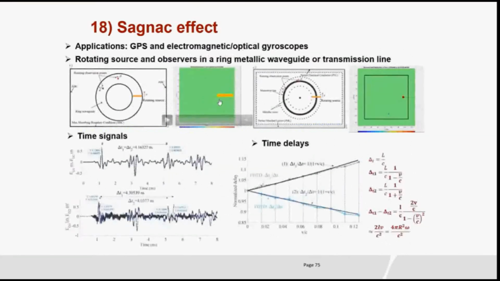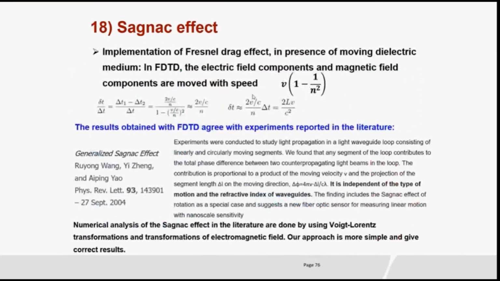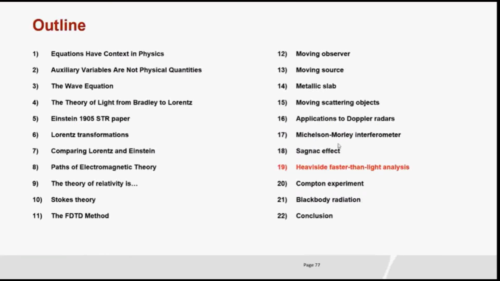And then we have to take into account if the moving medium has a certain dielectric constant or a certain refractive index n, we have to move the field. And by doing so, we can also replicate the results that were obtained experimentally here by Wang in 2004 with a moving fiber, and it shows that the Sagnac effect is independent of the dielectric material that is used. So the numerical analysis that we propose doesn't use the Lorentz transformation, as others have done in the literature. Our approach is simpler and gives correct results.